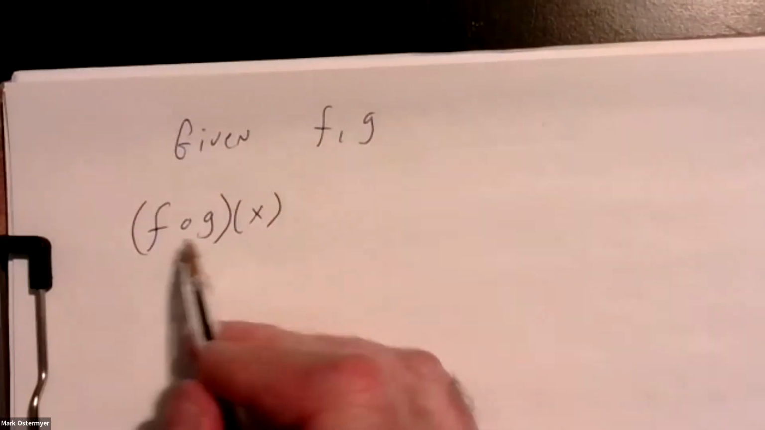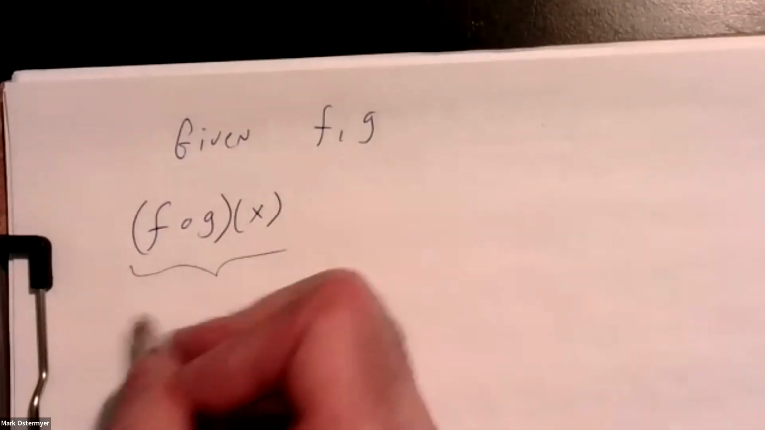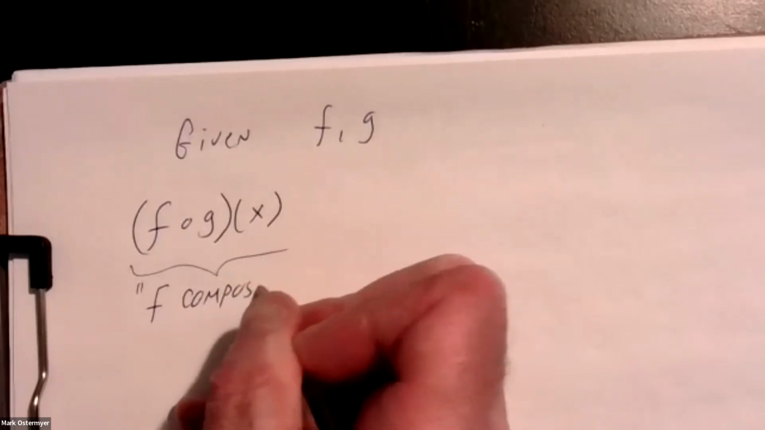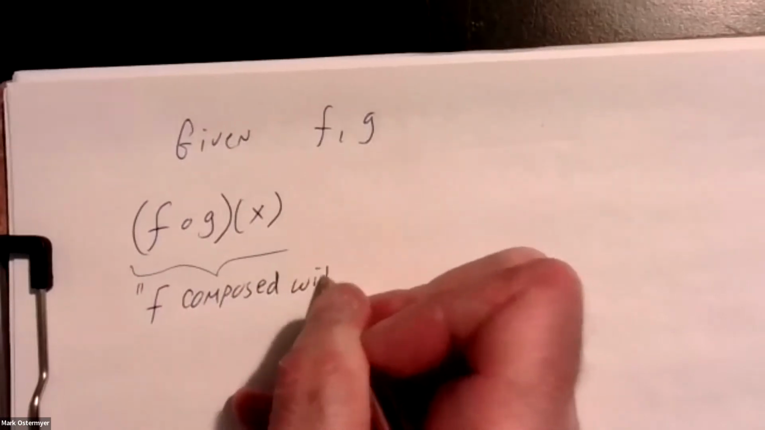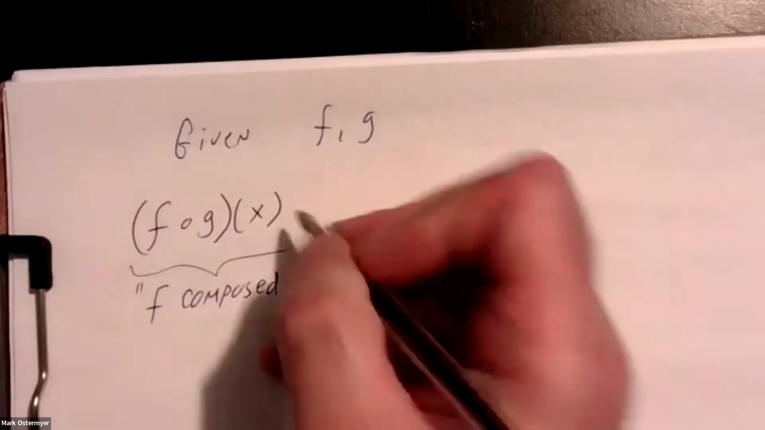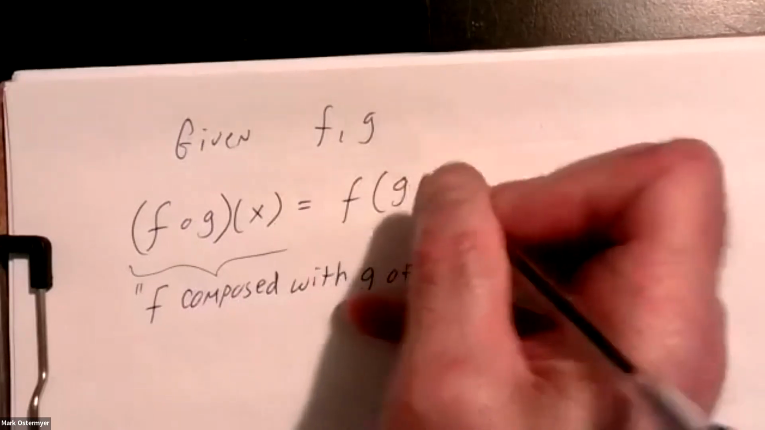So, ladies and gentlemen, given two functions, f and g, whatever they are, we can form a new function called this function right here. And this little open circle is called the composition operator. So we would read this as f composed with g of x, f composed with g of x. And it's going to be the brand new function called f of g of x.